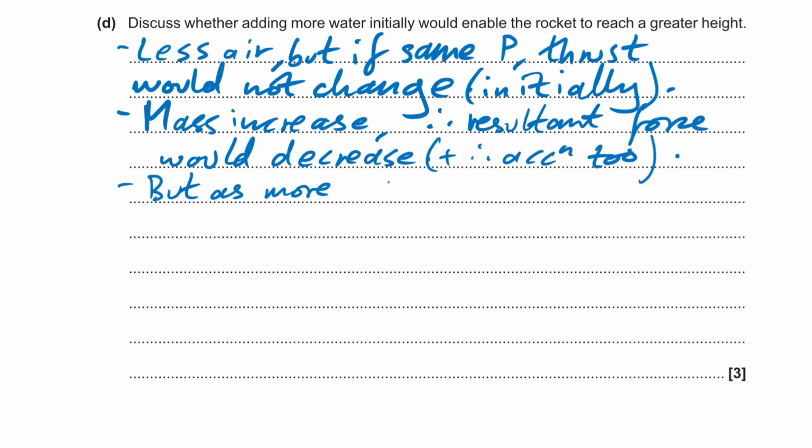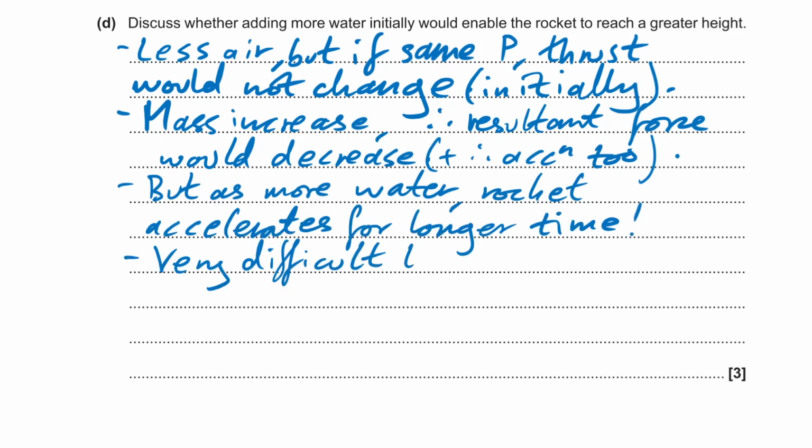But with more water, the rocket accelerates for a longer time. So actually, it's very difficult to predict. So that's actually really cruel to have this as a question, but they're just expecting you to talk through the various factors that would affect the height that it reaches.